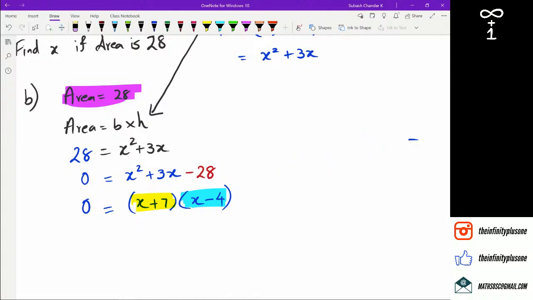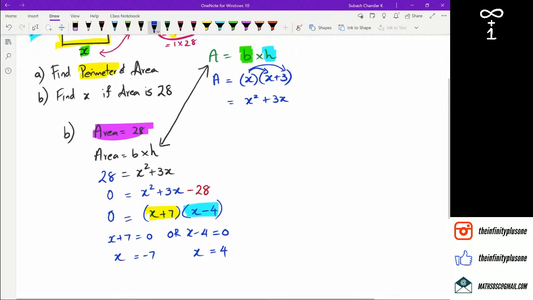So what we now have is these two brackets multiplying to equal 0, which means one of them has to equal 0. So we've got x plus 7 equals 0 or x minus 4 equals 0. In your first situation, you've got x is equal to minus 7. And in your second situation, you've got x equals 4.